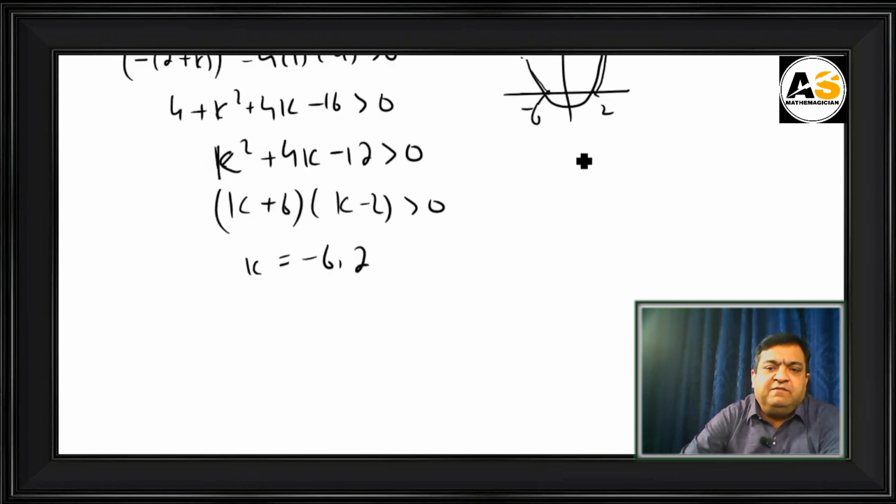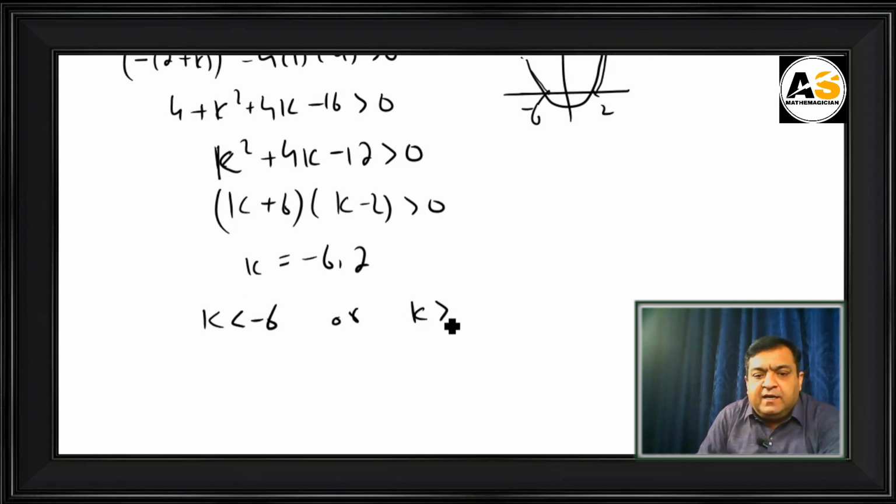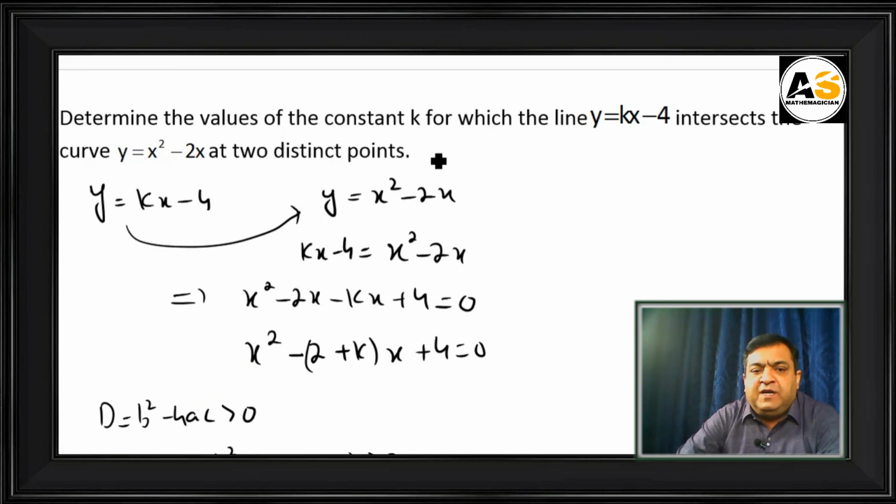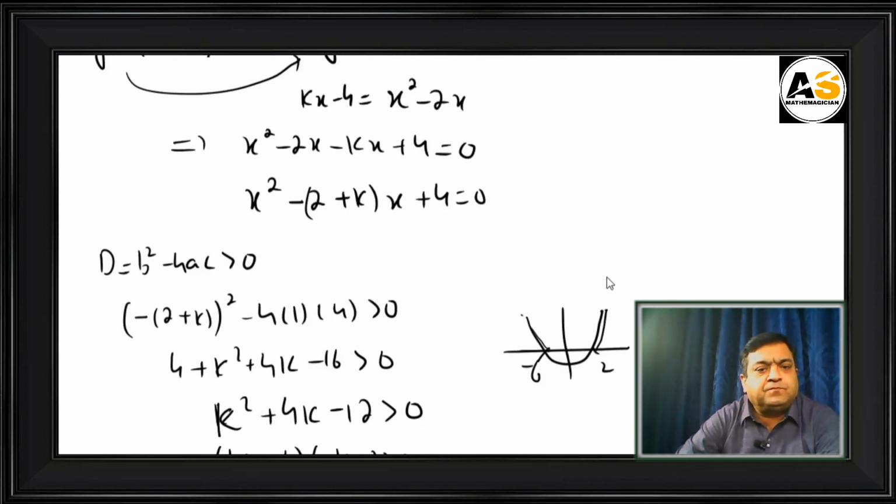So what will be the values of k? k will be less than minus 6 or k will be greater than 2. Any value less than minus 6 or greater than 2, when put in this equation, the line obtained will intersect this graph at two distinct points. I hope it is clear.